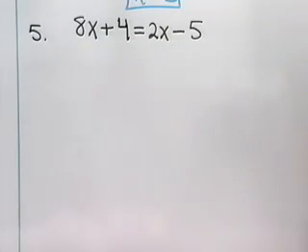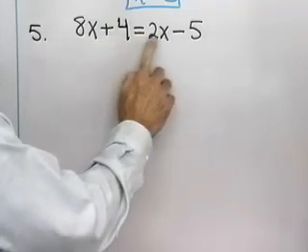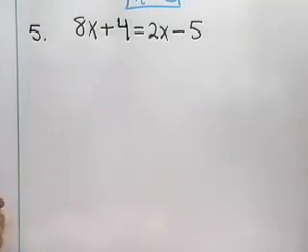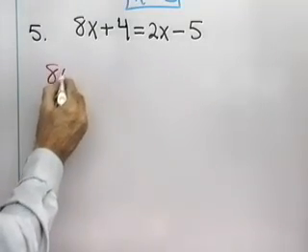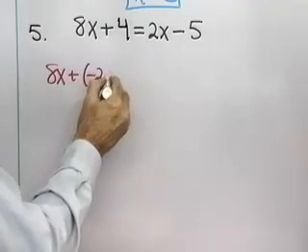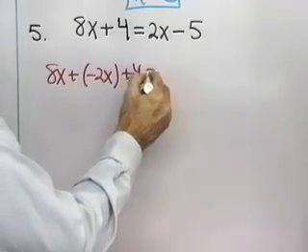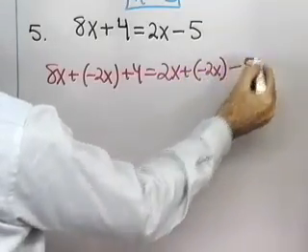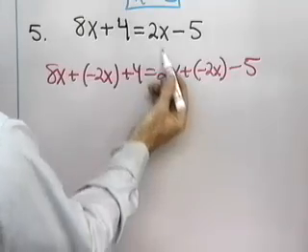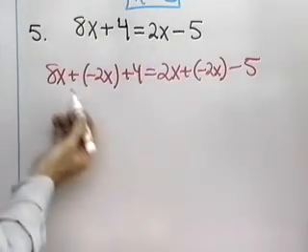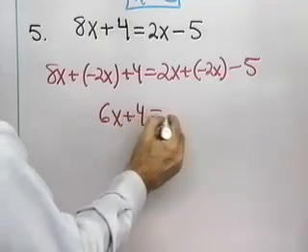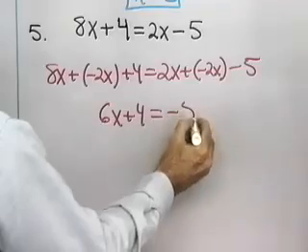Next problem, I have 8x plus 4 is equal to 2x minus 5. Variable term, constant term, variable term, constant term. Let's take all the variable terms and combine them over here on the left side. I'll do that by adding negative 2x to both sides. So I add negative 2x to both sides to begin with. That will give me 0 x's over on this side. So I've moved all the x's over to the left side. 8x plus negative 2x is 6x plus 4 is equal to 0 plus negative 5.